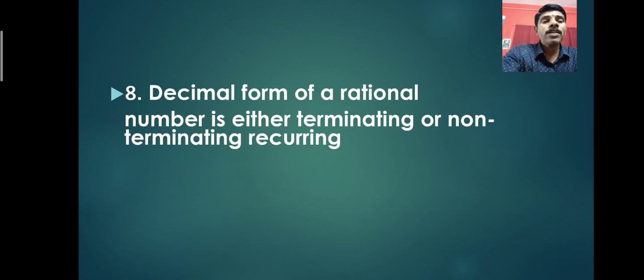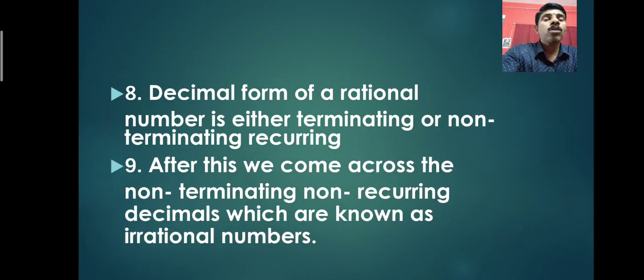So after observing the decimal forms of the rational numbers, we can classify the decimal numbers into two types: terminating decimals and non-terminating decimals. These non-terminating decimals can also be classified into two types: non-terminating recurring decimals and non-terminating non-recurring decimals. The non-terminating non-recurring decimals are known as irrational numbers. So now we come across the topic of irrational numbers, which are denoted by Q dash or S.